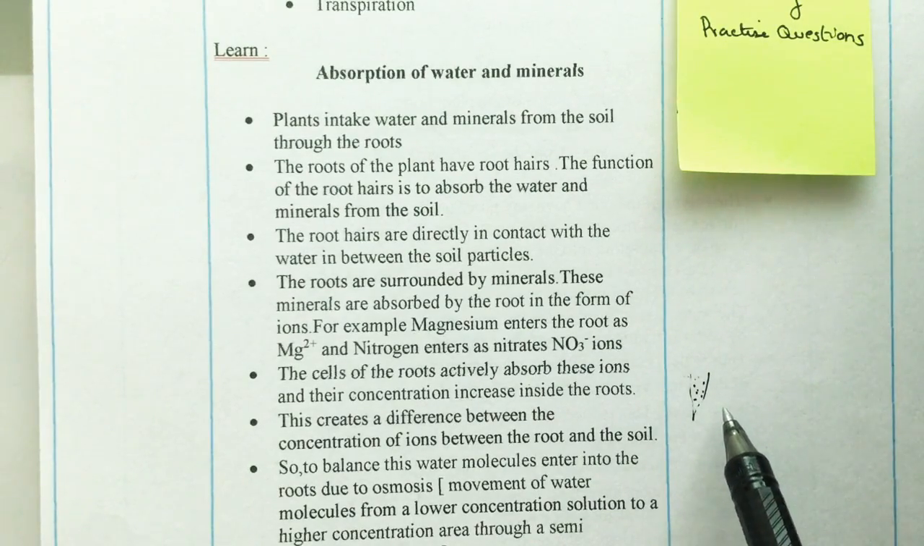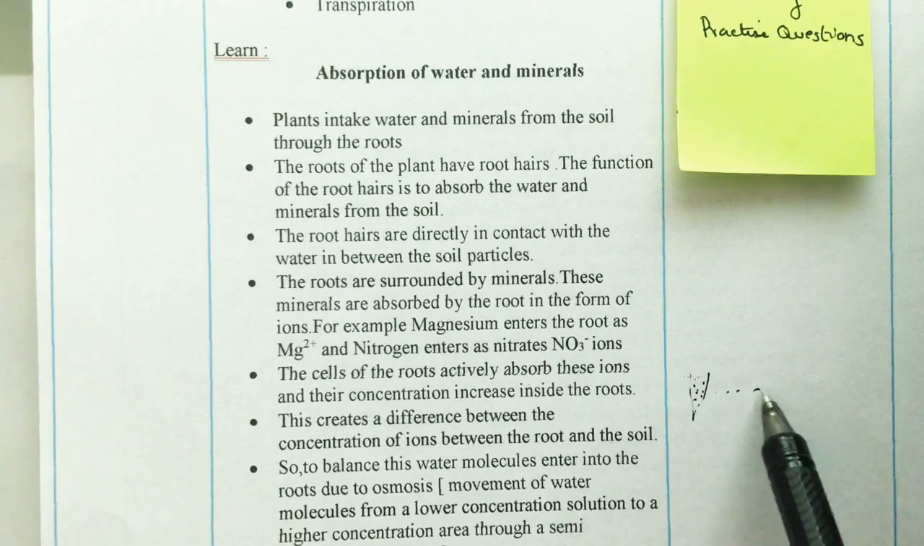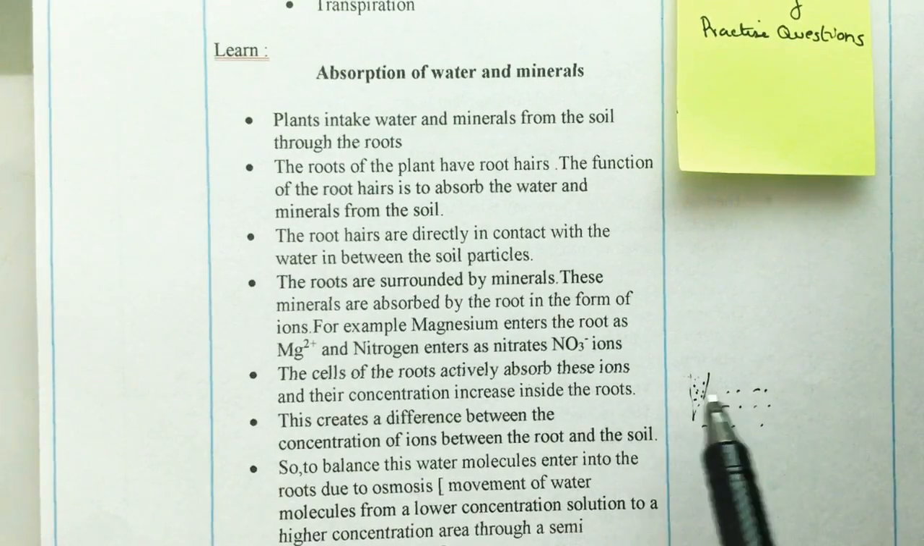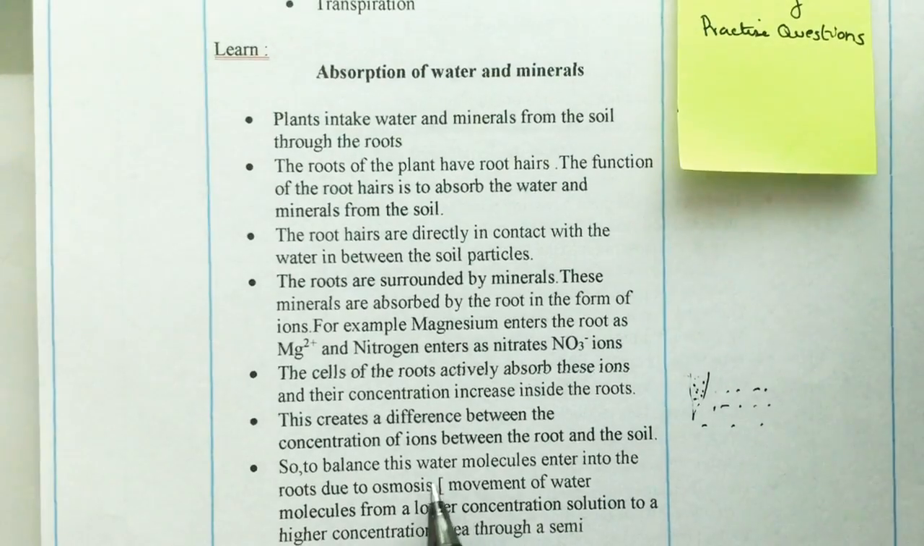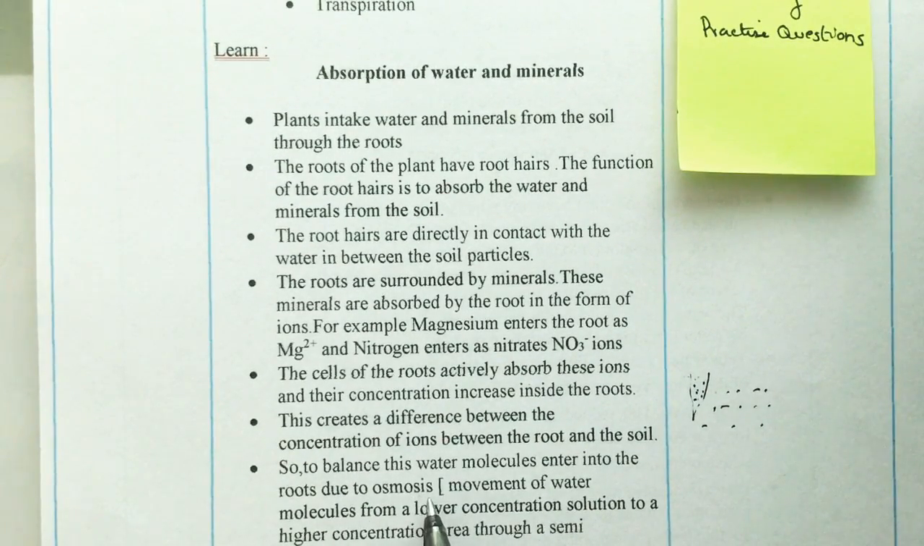It creates a difference. Let us say this is the soil. Okay. It creates a difference between the concentration of ions in the roots and also in the soil. There is a difference. So, to balance this difference, what happens is that the water molecules enter into the roots due to osmosis.